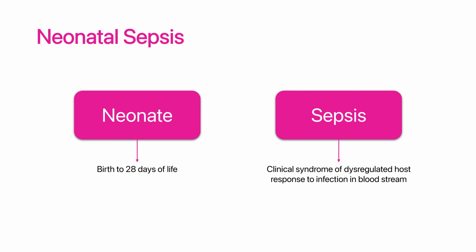So what is neonatal sepsis? Neonatal sepsis basically refers to sepsis in a neonate. So who is a neonate? Neonate refers to any baby whose age is between birth and 28 days of life, and sepsis refers to the clinical syndrome of dysregulated host response to infection in the bloodstream. So basically the presence of sepsis in a neonate is neonatal sepsis.